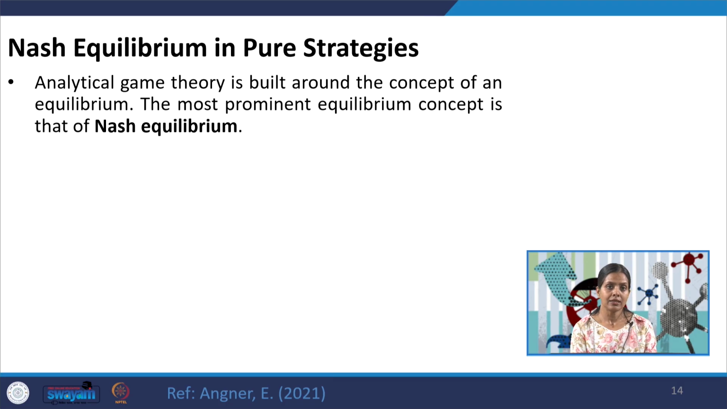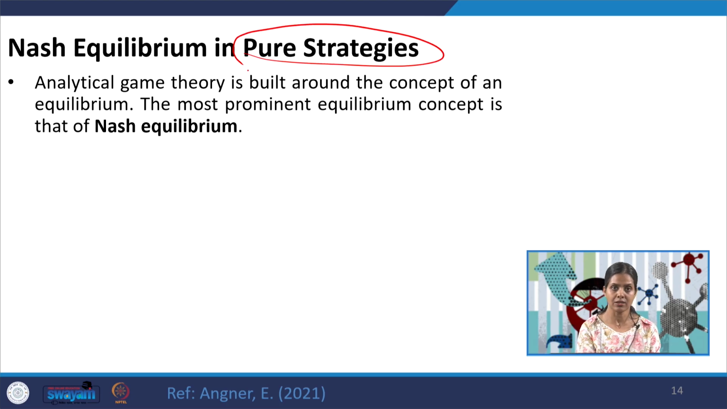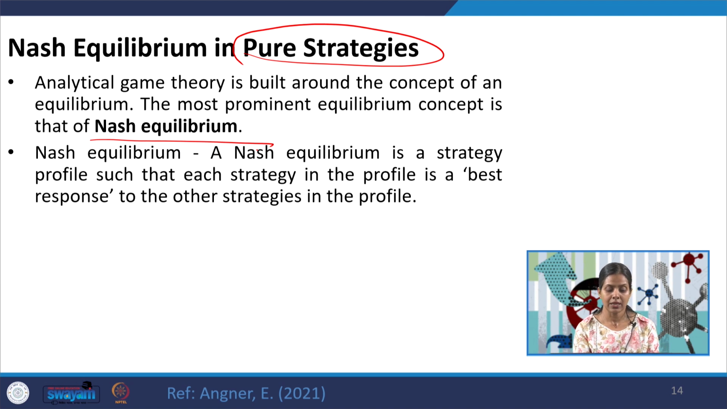Now, analytical game theory has something called Nash equilibrium, and we are talking about Nash equilibrium in pure strategy. What is pure strategy, we will tell you a little later. For the time being, analytical game theory is built around the concept of an equilibrium. The most prominent equilibrium concept is that of Nash equilibrium. Nash equilibrium is defined as a strategy profile such that each strategy in the profile is a best response to the other strategies in the profile.